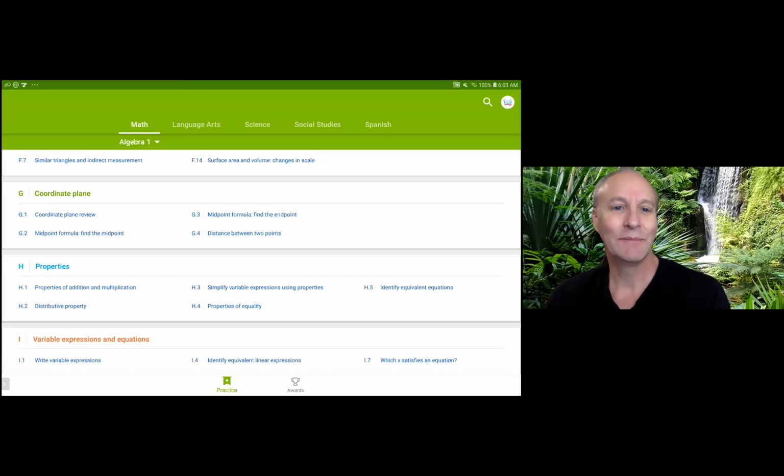Hi, folks. I've been looking forward to this section for a long time. This is section G from Algebra 1 for IXL, and this is about coordinate geometry. And this is section 4. It's the last section in this part.